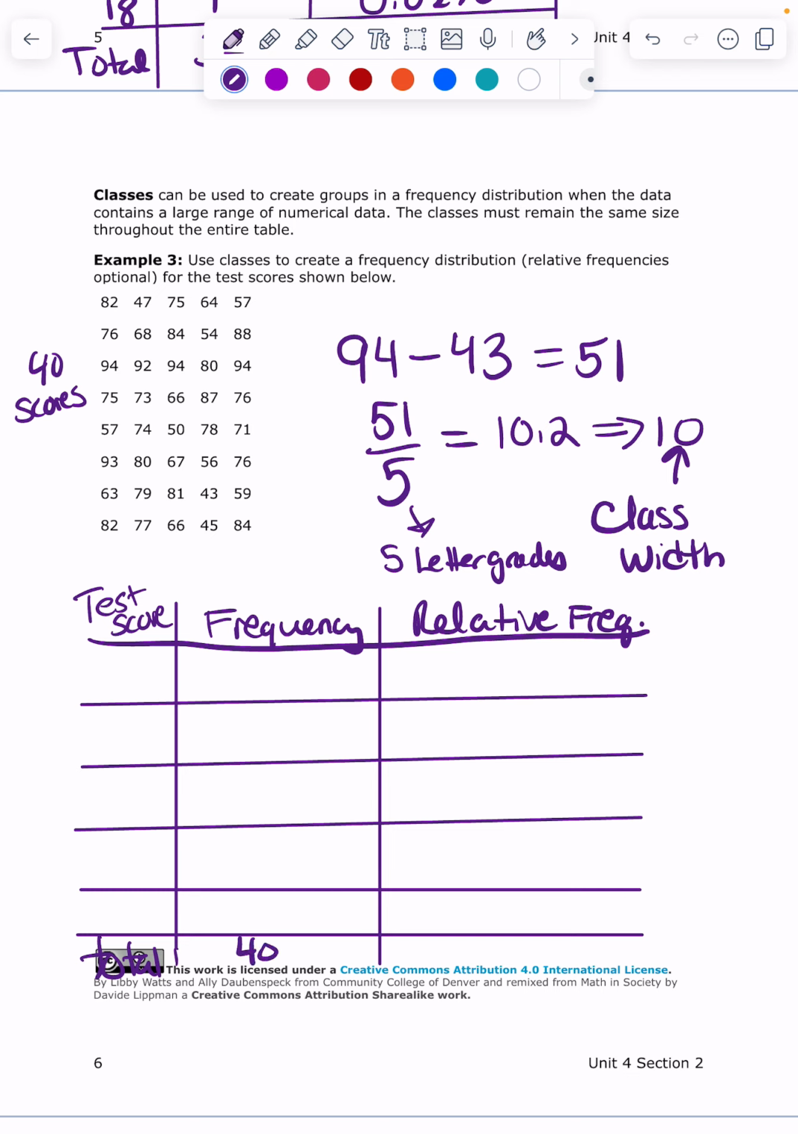All right, my lowest test score is a 43. So I want to go a little bit before that and use a nice number. We're going to do 40 to 49 as our first class. And you might be thinking, well, hold up, that's only 9 numbers, not 10. When we said our class width was 10, if you count 40 to 49 on your fingers, you will use all 10 digits. I know, it's crazy, but trust me, it works. And then we have 50 to 59, 60 to 69, 70 to 79, 80 to 89.